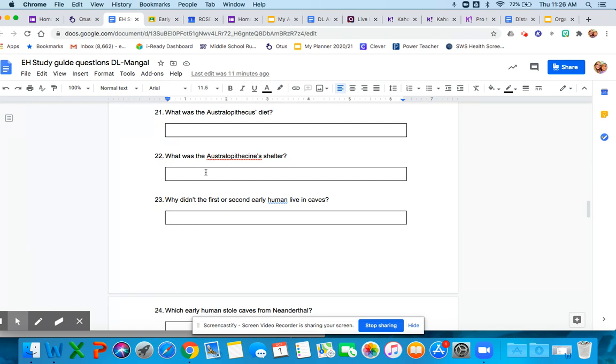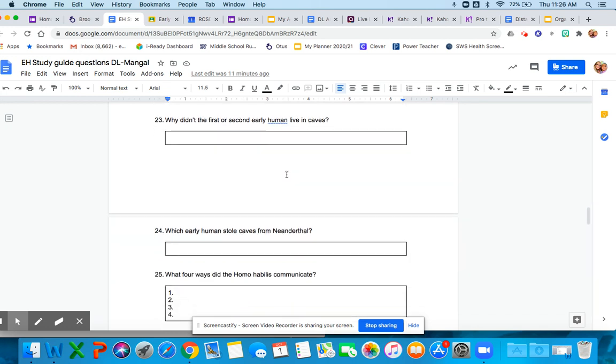And number 22, the Australopithecines' shelter was either in tall grass, under trees, or under rock overhangs. Number 23, why didn't the first or second early human live in caves? They didn't live in caves because they had no weapons to protect themselves. Predators live in caves, and they just simply couldn't fight them off. They had no weapons yet.